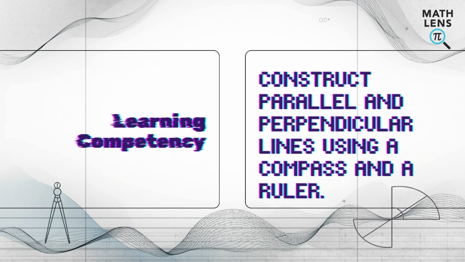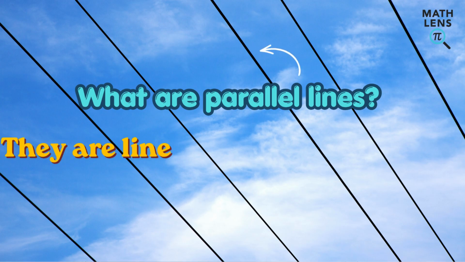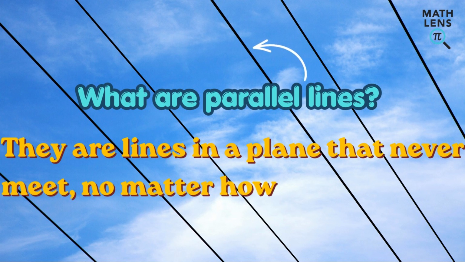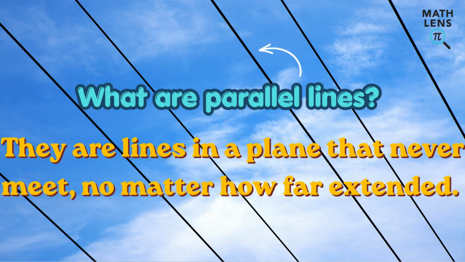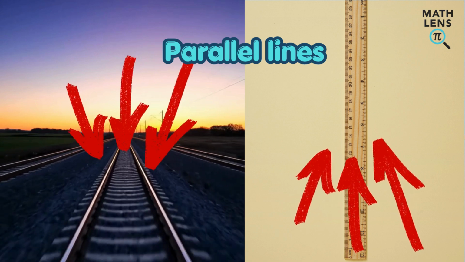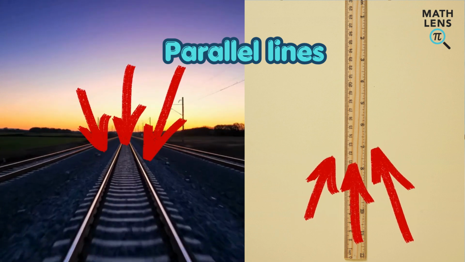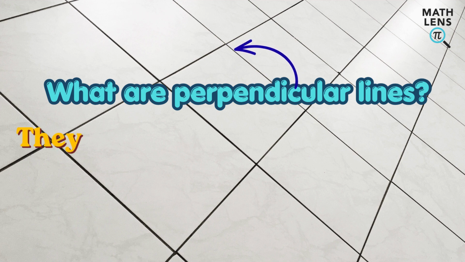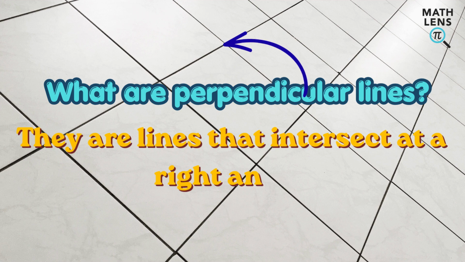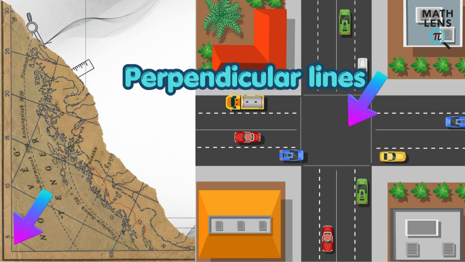What are parallel lines? Parallel lines are lines that exist in the same plane and run alongside each other. No matter how far you extend them, they never meet or cross paths. Imagine the tracks of a railway or the opposite edges of a ruler. These are practical examples of parallel lines in real life. What are perpendicular lines? These are lines that meet or cross each other at a right angle, which is precisely 90 degrees. Imagine the corner of a piece of paper or the intersection of two streets forming a perfect T shape. Those are examples of perpendicular lines in action.